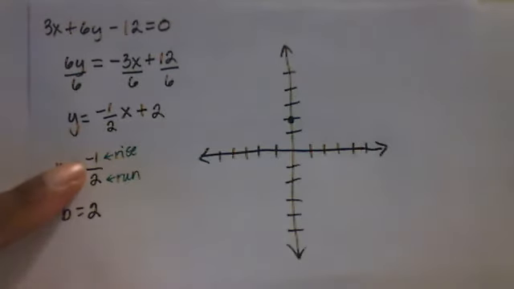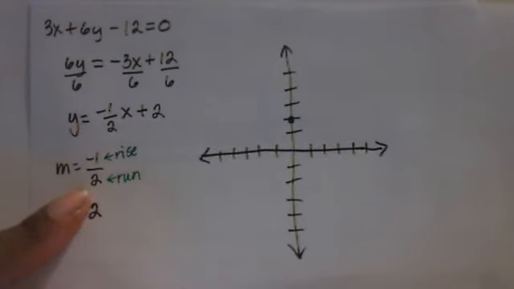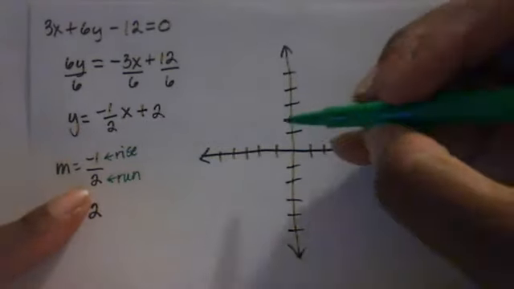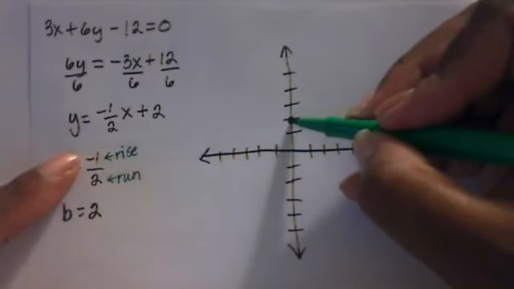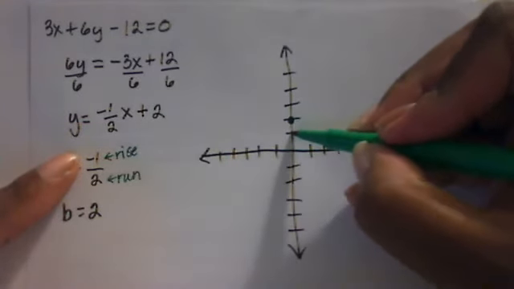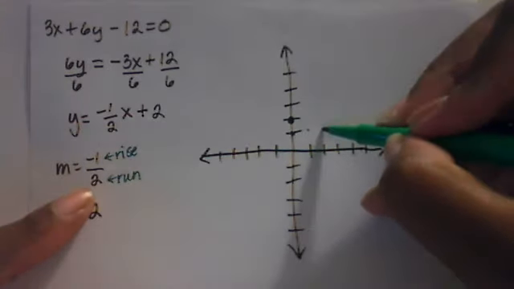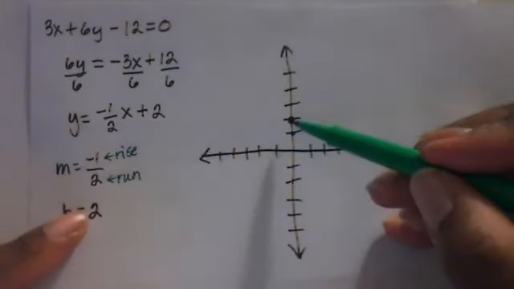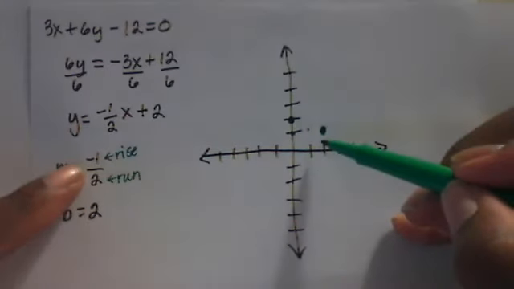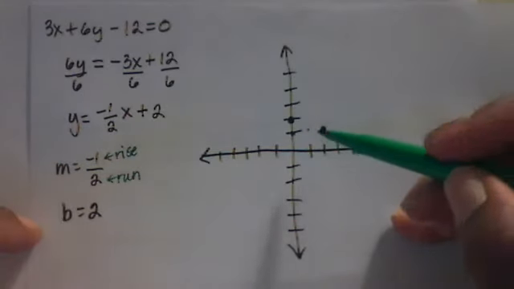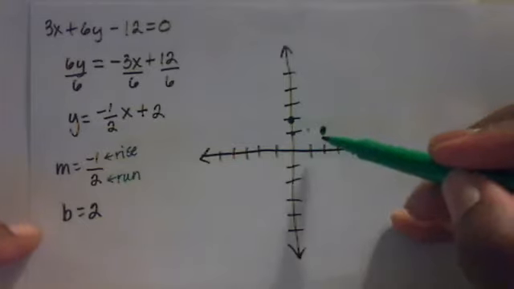The numerator will tell me how many places I need to go up or down. Now it's -1, so I know I'm going to have to go down from the y-intercept. The run is positive 2, so I know I'm going to go to the right 2. So starting from the y-intercept of 2, I'm going to go down 1 place, then to the right 2 places and draw the point. Again, I just went down 1 and to the right 2 because the rise is -1 and the run is positive 2.